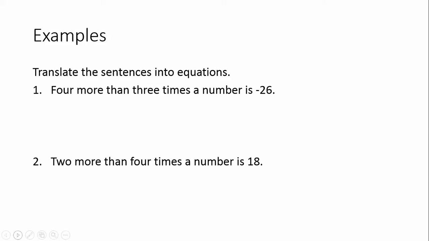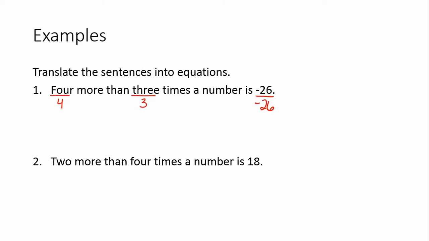So translate the sentences into equations. I'm not asking you to solve here, but make sure you're reading the directions in your homework because sometimes you are asked to solve the equation. Number 1 says 4 more than 3 times a number is negative 26. So first I'm going to go through and just highlight the numbers. So we have the number 4, we're talking about 3, and we also have negative 26.